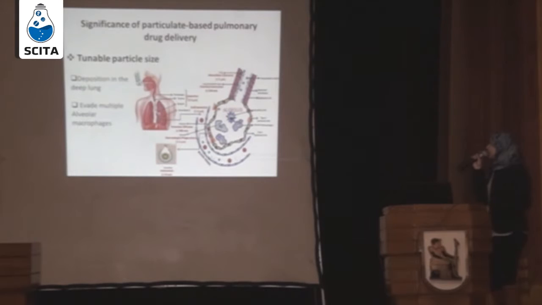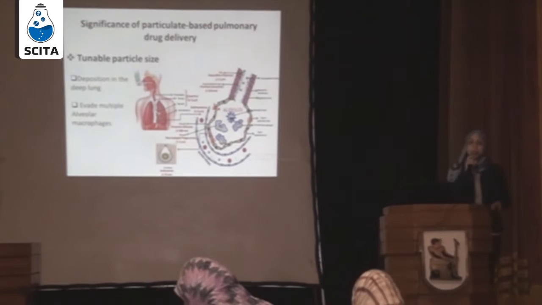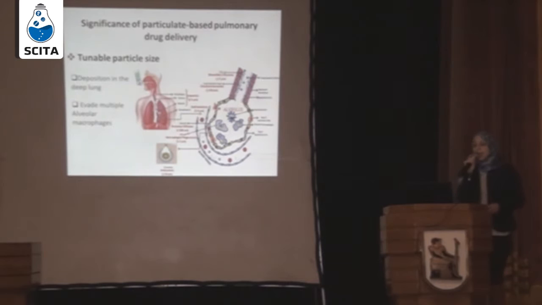Let's talk in detail about how I can tune the particle size. It's simply by using surfactants. Just going to the lab, preparing the nanoparticle using a surfactant with different concentrations, we can reach the size we need. And this allows the nanoparticle to deposit in the deep lung, like the alveoli. Also, it allows the nanoparticle to escape the mucociliary clearance as well as the macrophages, either by staying in the alveoli for a local effect or a systemic effect. It will depend on the disease we have to treat.